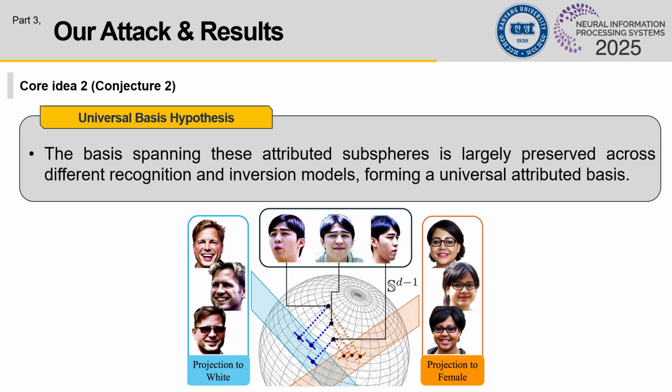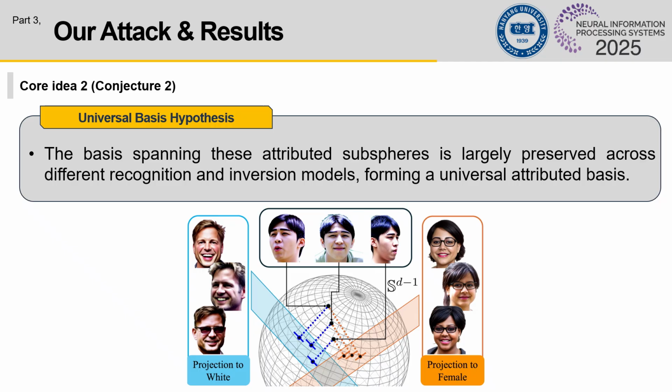The second idea is that the basis that spans these attribute subspheres is consistently preserved across different FRSs. This means we only need a small number of non-adaptive queries to extract meaningful output information from a target system, such as the commercial APIs. As a result, we can generate adversarial faces that successfully deceive real-world services with very few queries and without iterative adaptation.